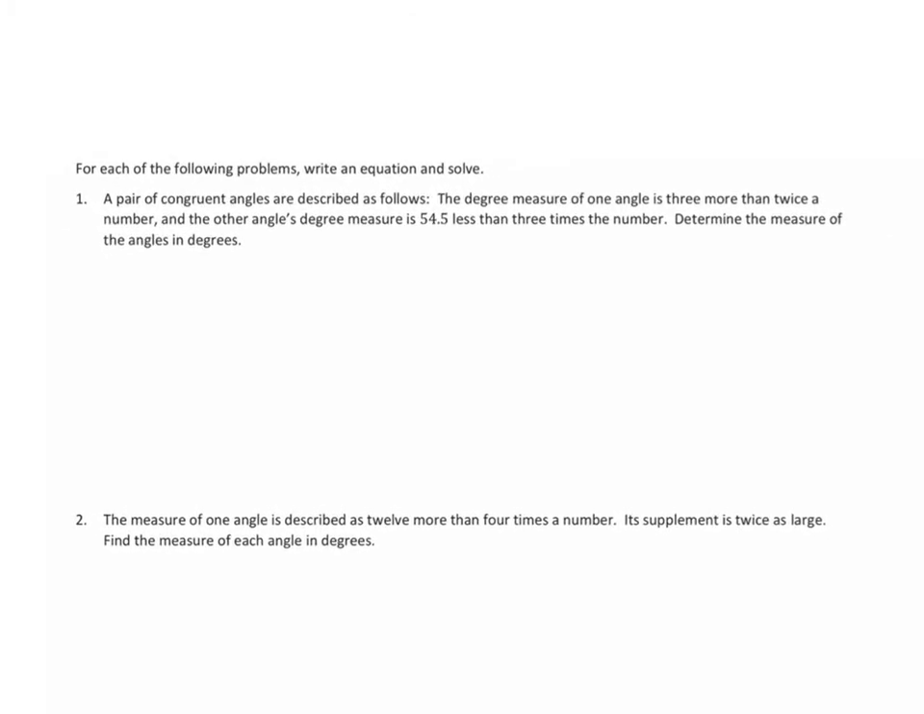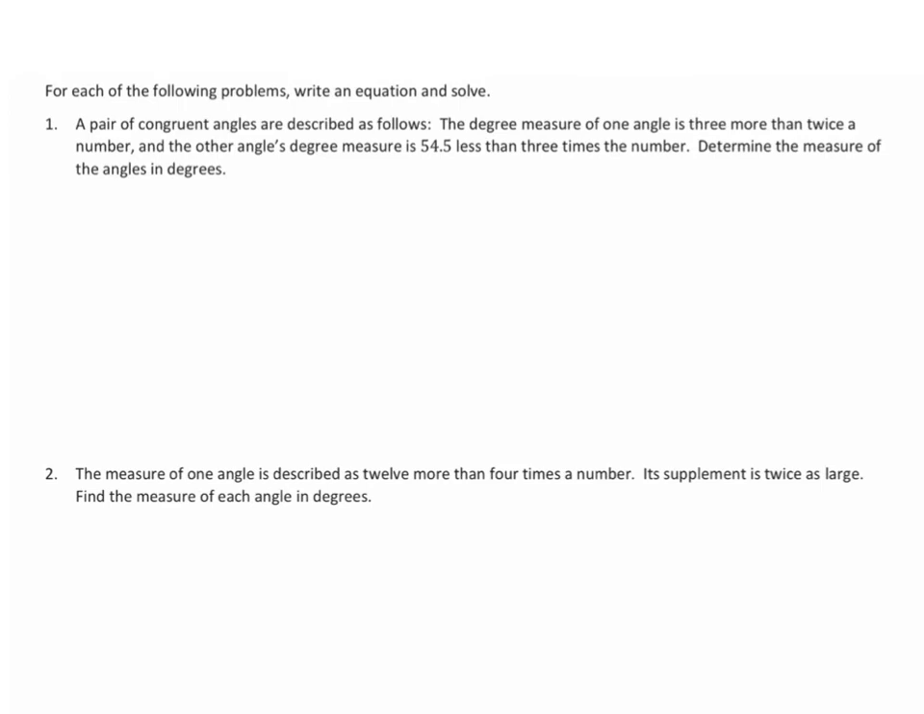So at this time, you should have solved these problems on your own. I'm now going to go over the answers to them, starting with number 1. A pair of congruent angles are described as follows. The degree measure of one angle is 3 more than twice a number. And the other angle's degree measure is 54.5 less than 3 times the number. So 3 times that number, we're doing 54.5 less than that. Determine the measure of the angles in degrees.